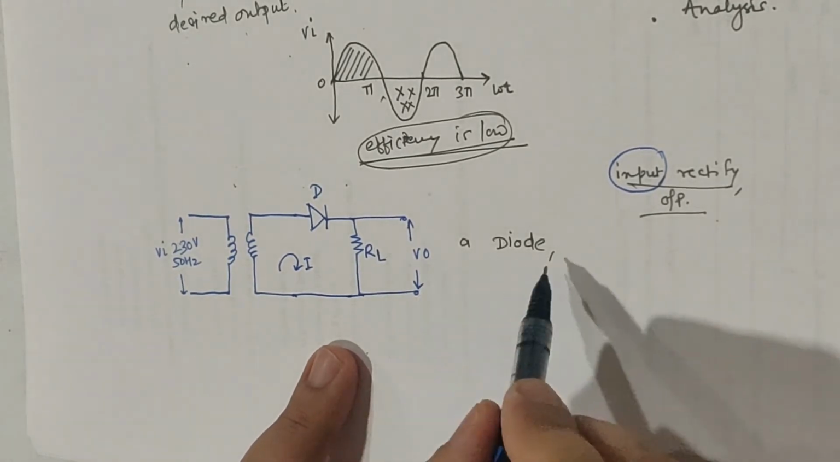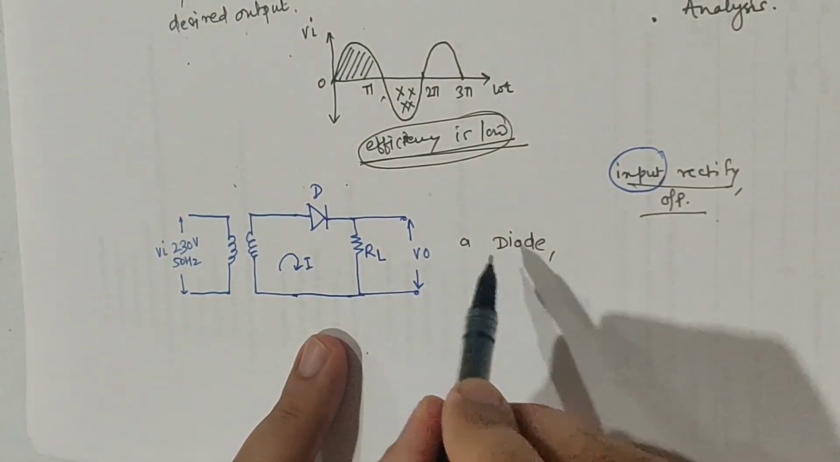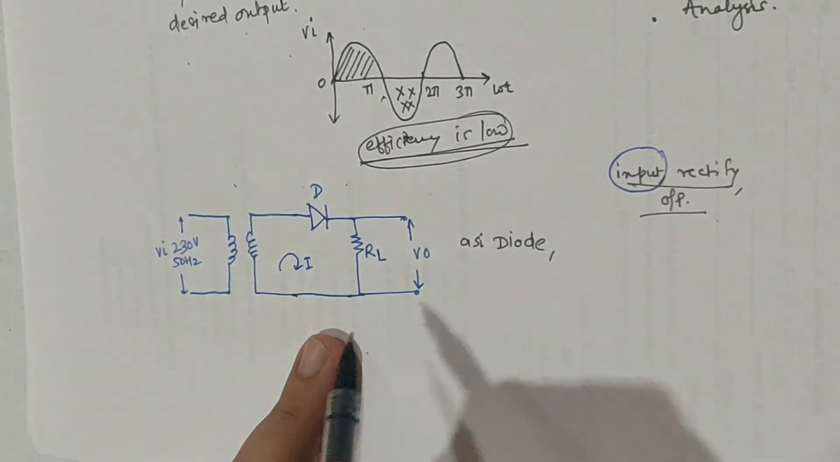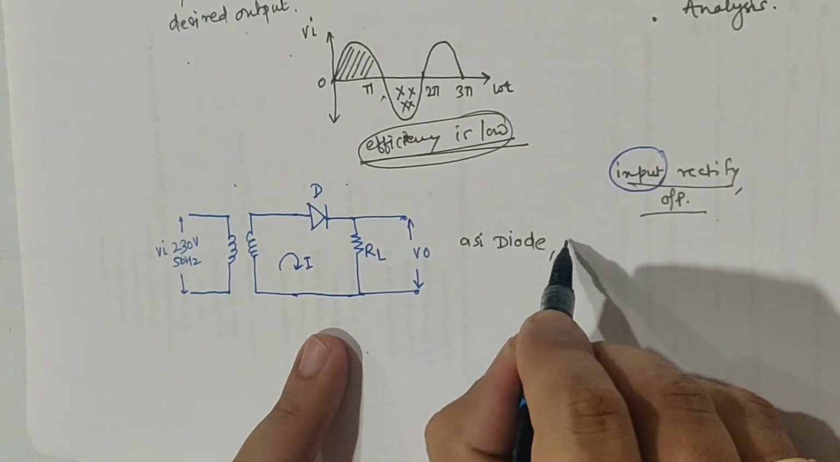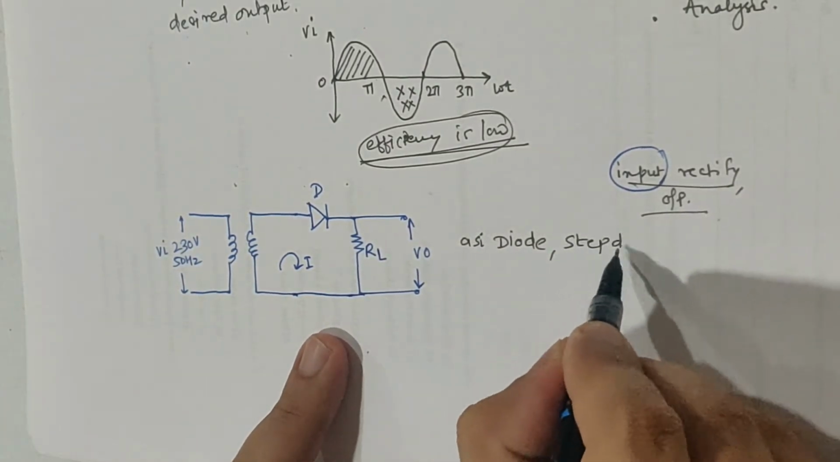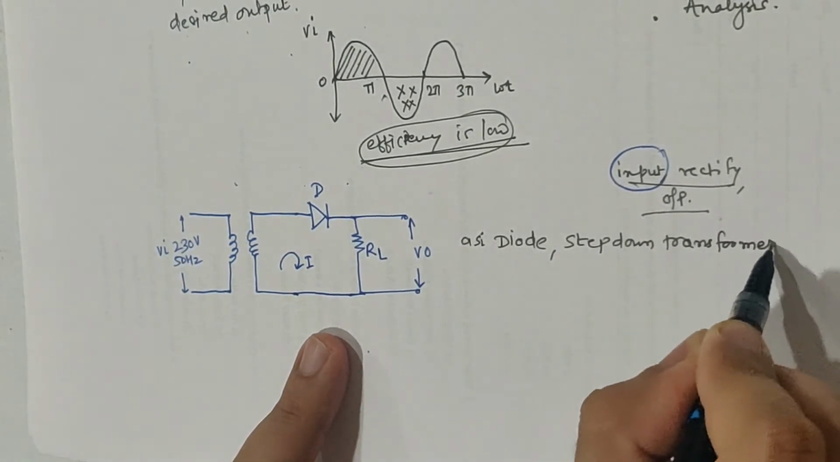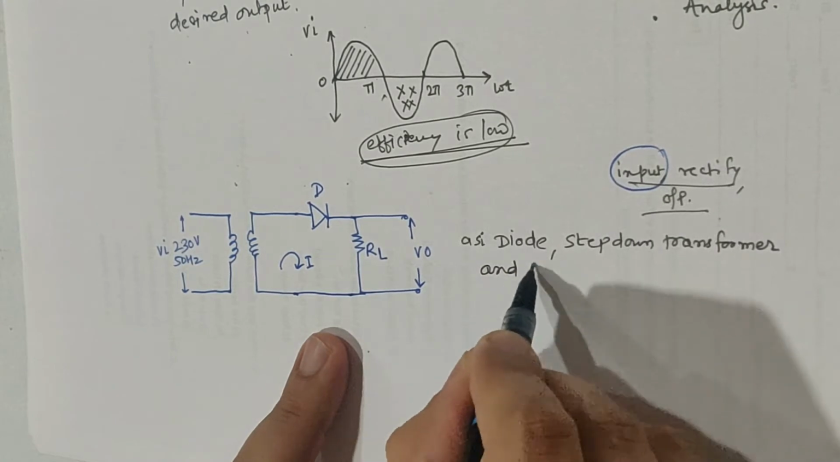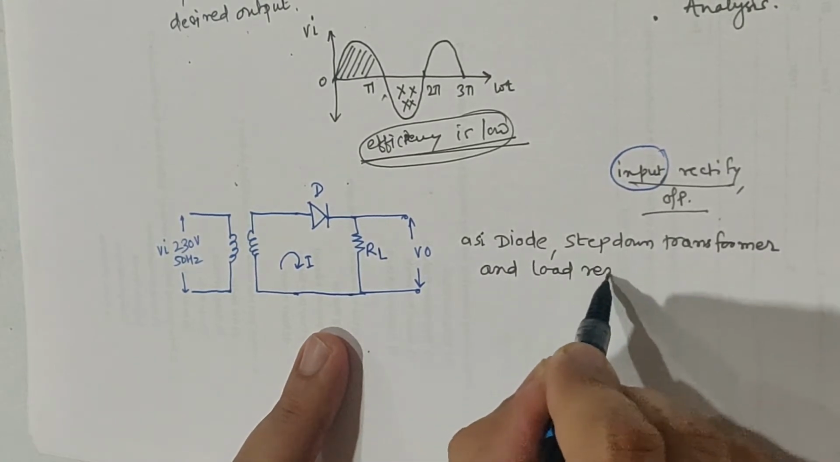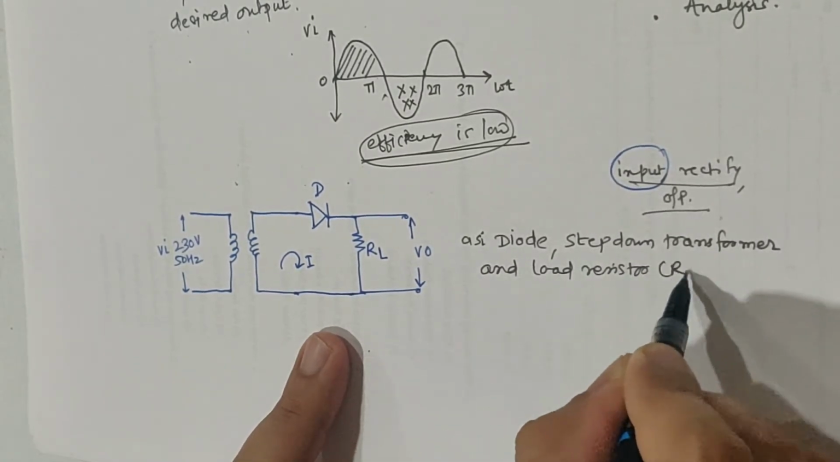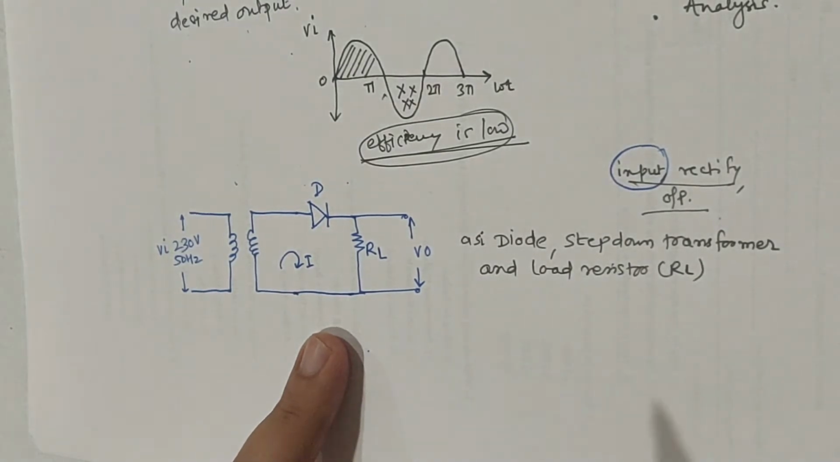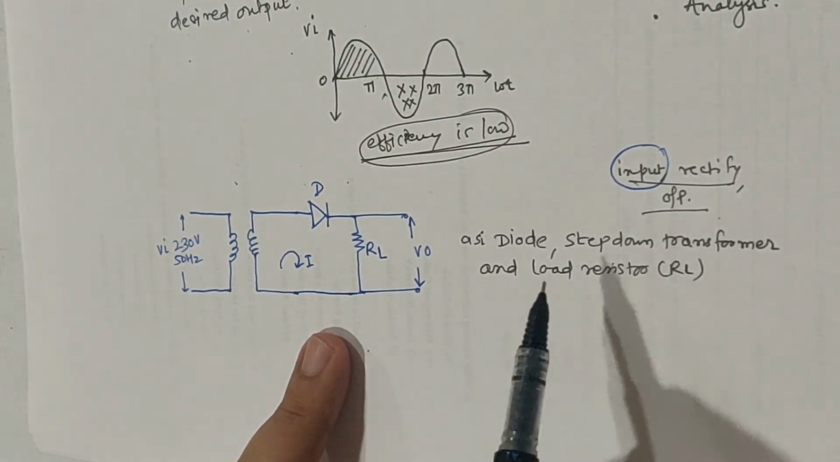So silicon diode will be preferred. A diode, so I will write a silicon diode maybe, right? Then a step down transformer and load resistor RL. So these are the three things only that we can write in the construction.